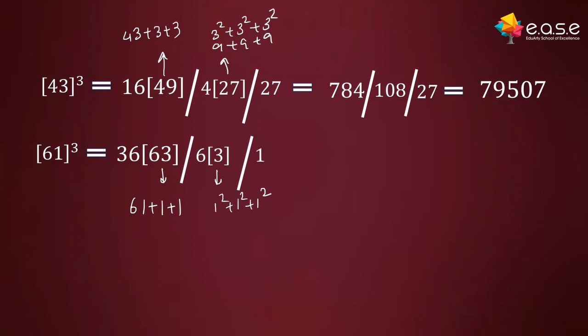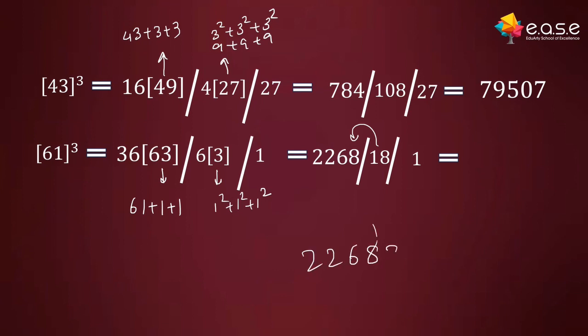What comes here now? Check. See, 36 into 63. You know now, 36 into 63 is 2268. Correct? Then 6 into 3 is 18, and the last one remains as it is. Arrange the numbers properly. 2268, this one will go as a carryover, this one goes as a carryover here. 2268181, and finally what's your answer? The answer is 226981. That's the final answer.